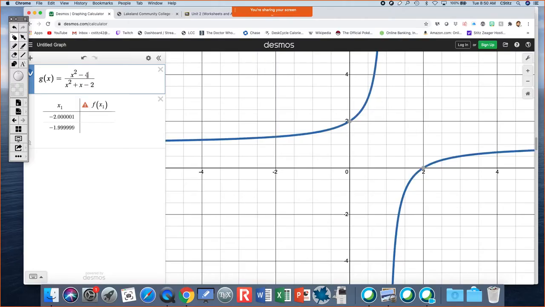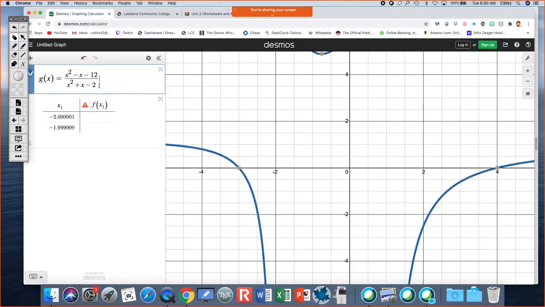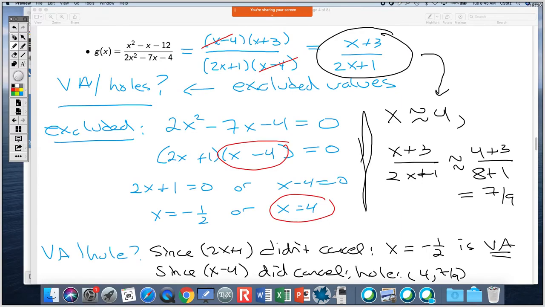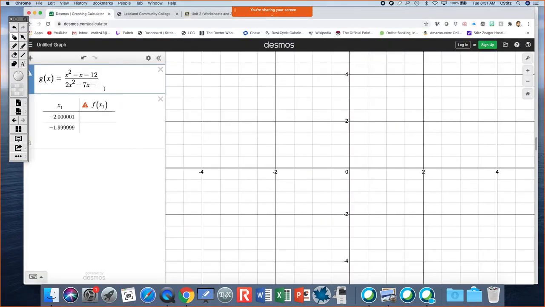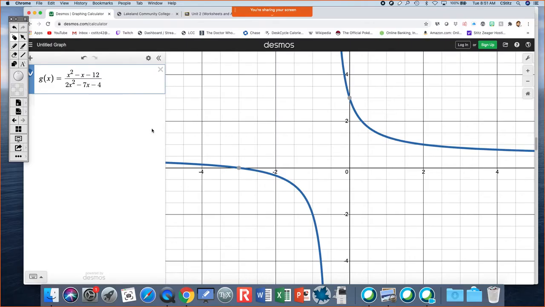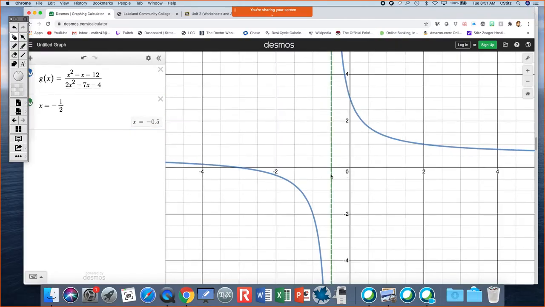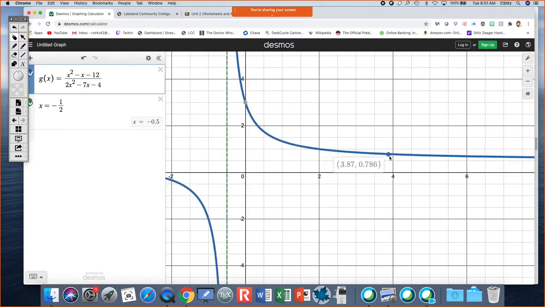x squared minus x minus 12 over 2x squared minus 7x, yeah, minus 4. We're looking at x equals negative 1/2, which is supposed to be a vertical asymptote. And we can see that. That confirms it there. Boom, there's our vertical asymptote. And now when we get over near 4, there should be a hole in the graph at 4. Boom. Hole in the graph at 4. And the y value should be around 9/7.